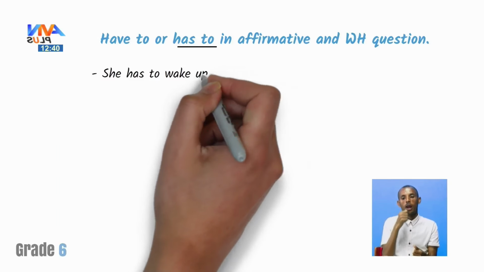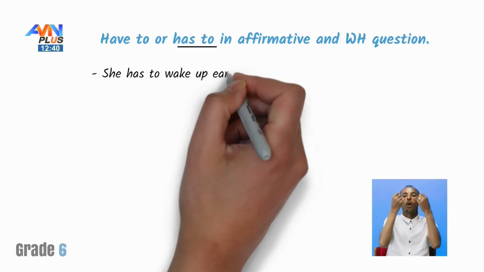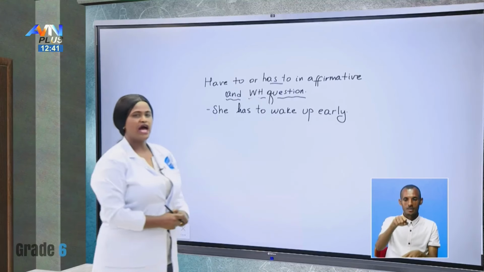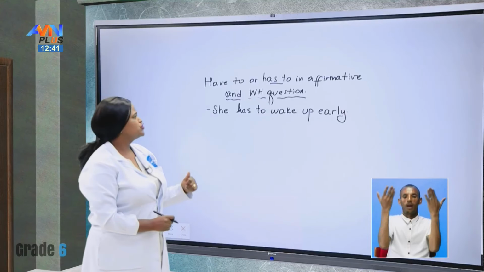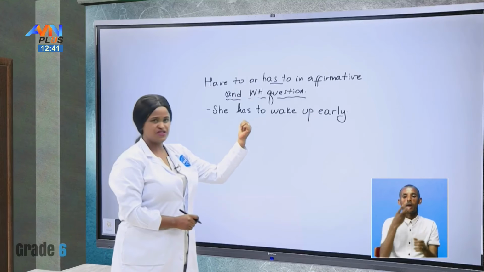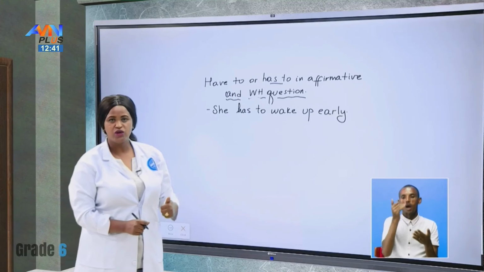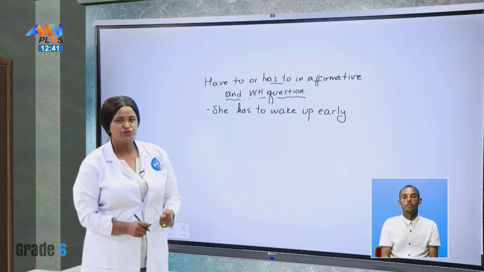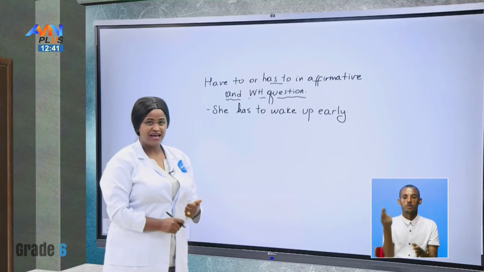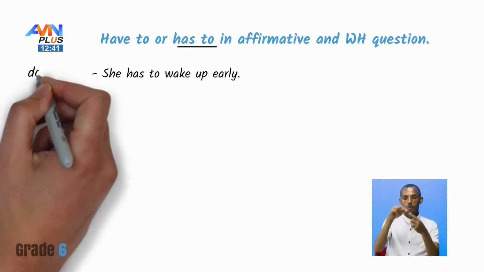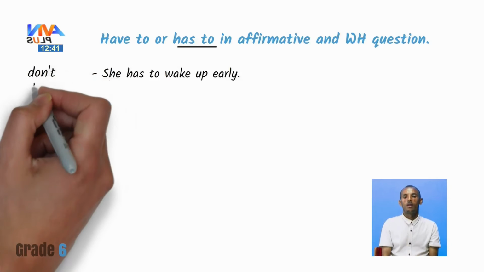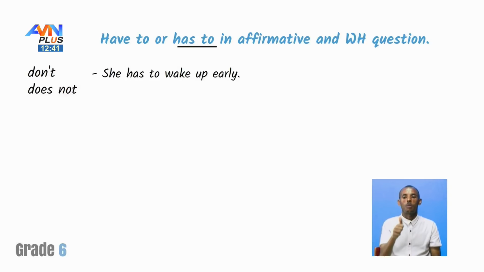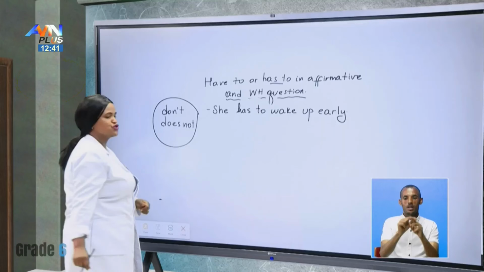She has to wake up early. Yes? She has to wake up early. Do you remember how we were making such a thing while we were learning about the modal auxiliaries? How were we making them negative? In order to be negative, we were using, for have to, do not or don't, and for has to, does not, right? These were the words that helped us to make negative.